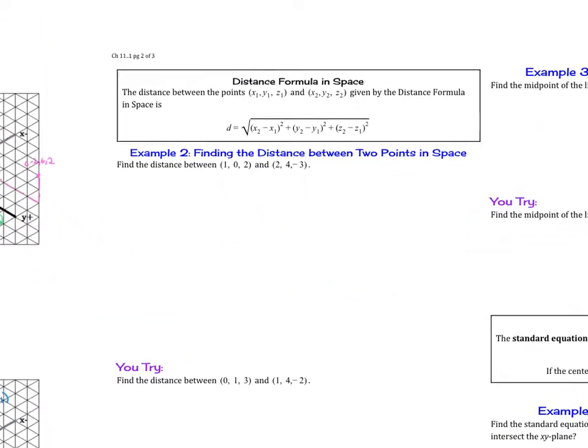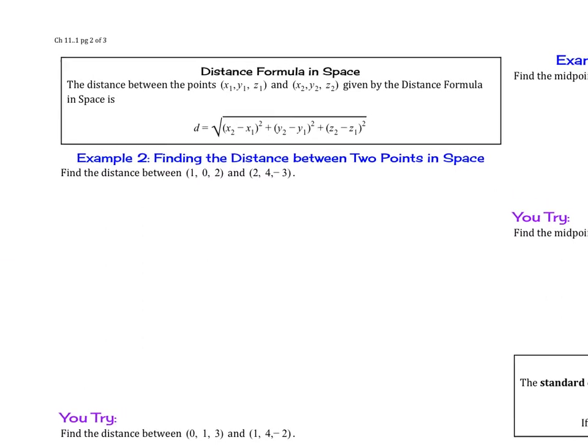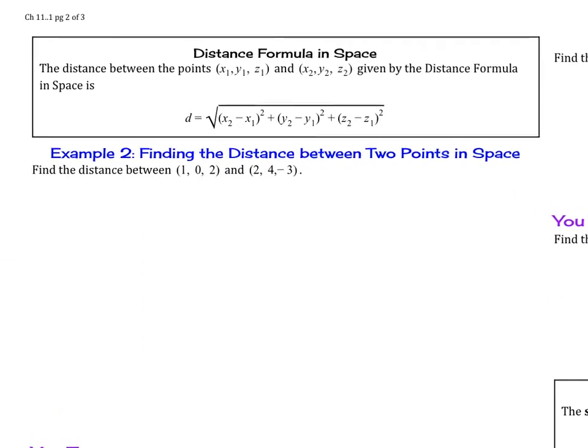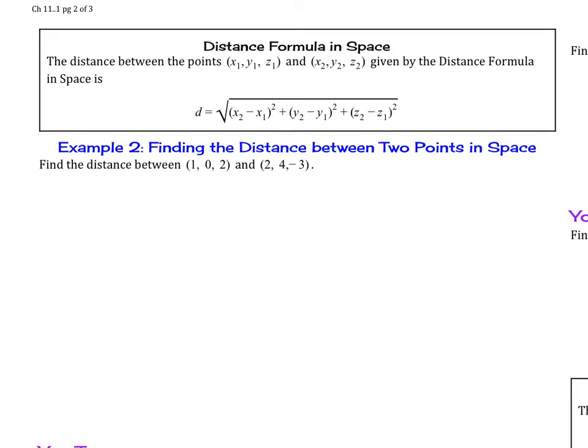So now let's look at the distance formula in space. So the distance between the points x1, y1, z1, and x2, y2, z2 is given by the distance formula in space. So notice it's d equals the square root of x2 minus x1 squared plus y2 minus y1 squared plus z2 minus z1 squared. So really we're just using the distance formula for all of our points, x, y, and z. So the x's are together, the y's are together, and the z's are together.